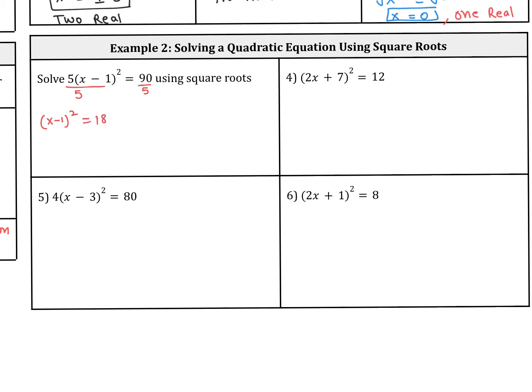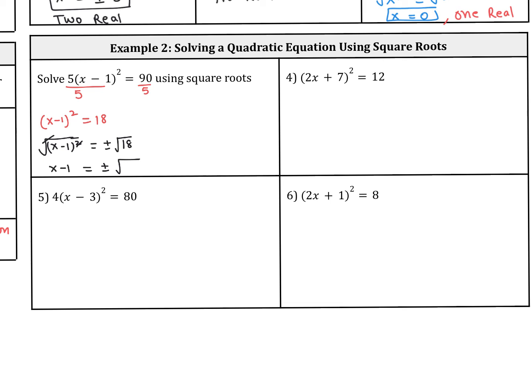And now you're going to take a square root on both sides. You got here x minus 1 squared equals plus or minus 18. So what you do here is now cancel the square and square root. You got x minus 1 equals plus or minus square root 18.